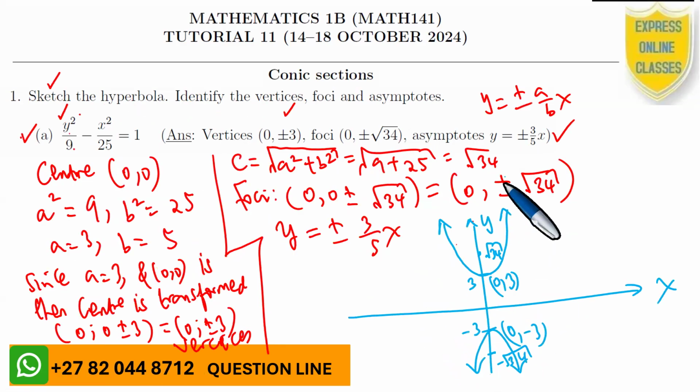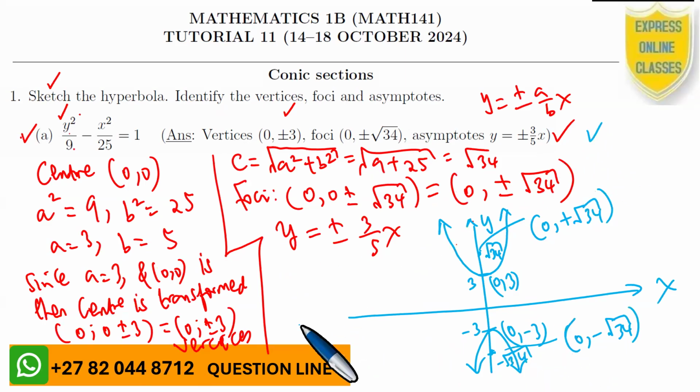Okay. Right, so at this point you're going to have the 0 plus the square root of 34, and then you have the 0 minus the square root of 34. And this is the answer, where the origin is that one.